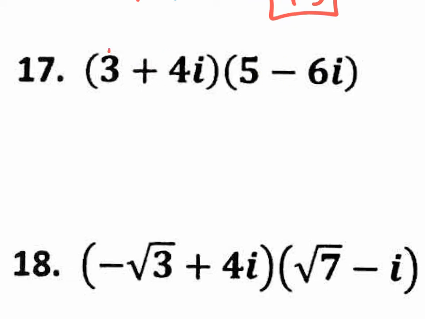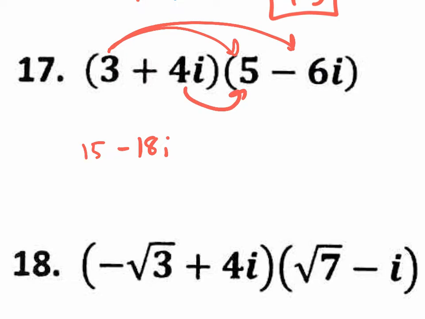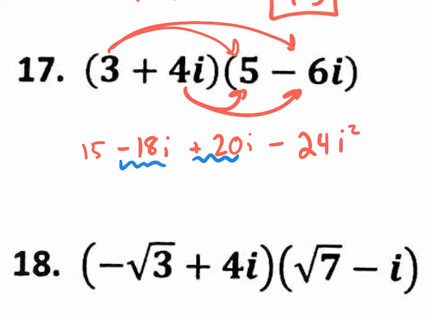Let's see what happens. 3 times 5, 15. 3 times negative 6i, negative 18i. 4i times 5, positive 20i. And 4i times negative 6i is negative 24i squared. Again, we're going to combine the middle terms this time. They do not cancel. If you owe 18 i's and you have 20 i's, you're going to have 2 of those i's left over. Now the 15, you're going to bring it down. And over here you have negative 24 times -1. That ends up being a plus 24.